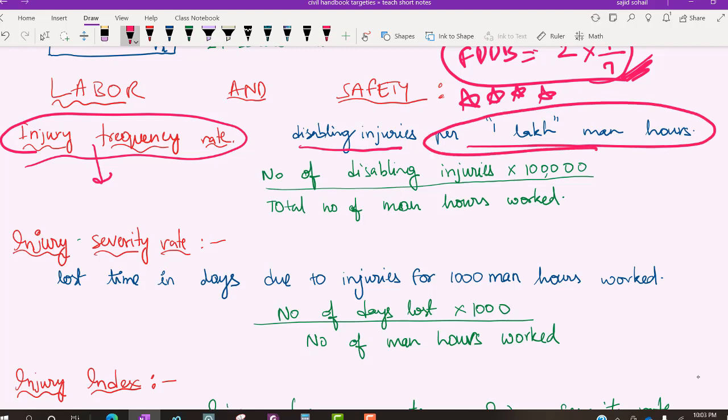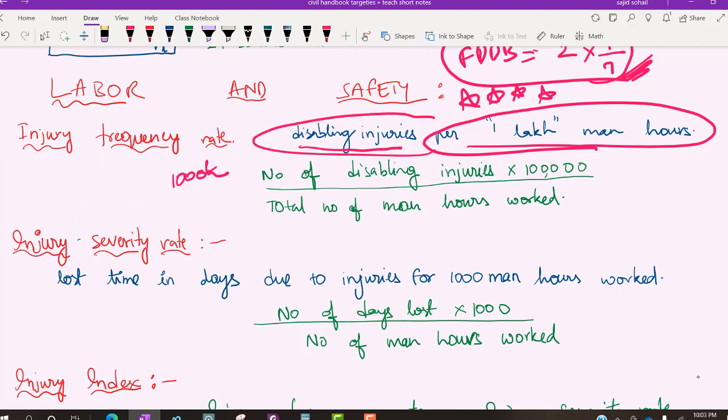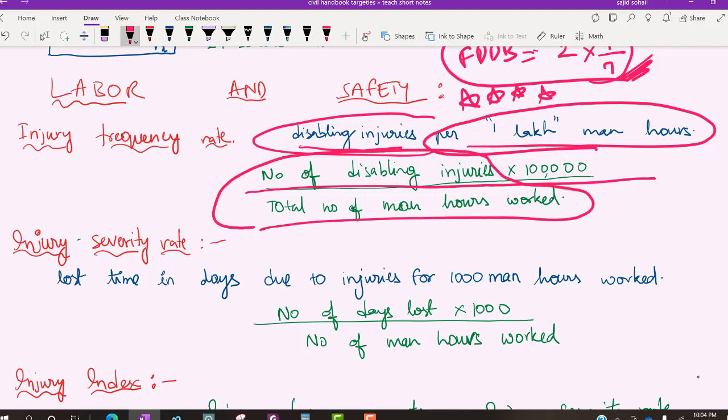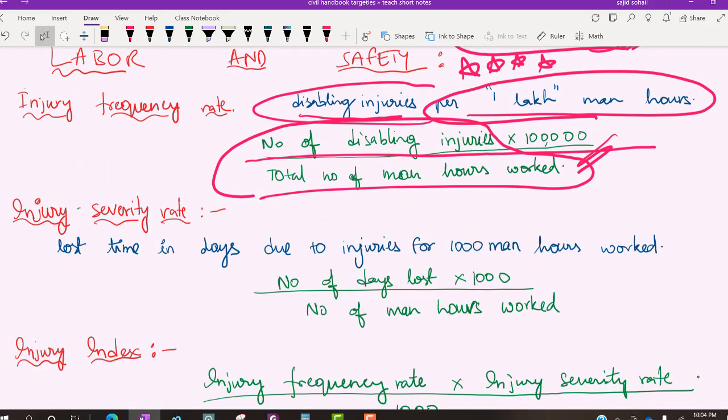Yani if there are like 100 people working for 1000 hours, तो कितना हो जाएगा? 100 into 1000, that is 1 lakh hours. So if certain people are working for 1 lakh hours, how many disabling injuries occurred? That will be called as injury frequency rate. That is nothing but number of disabling injuries divided by total number of man hours worked into 1 lakh कर लें. Got it? समझ में आ गया? फॉर्मूला याद रख लो. Number of disabling injuries by total number of man hours worked into 1 lakh. I hope you got it. समझ में आ गया?